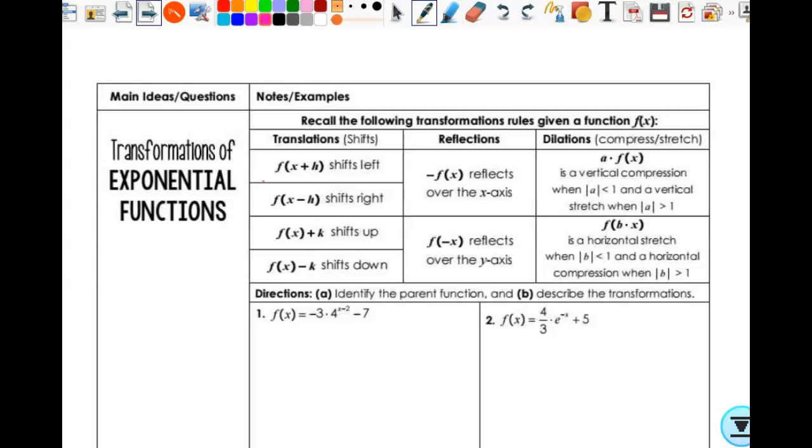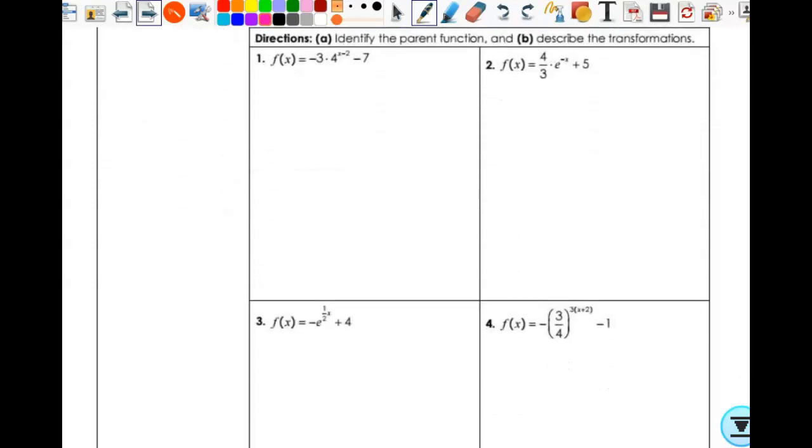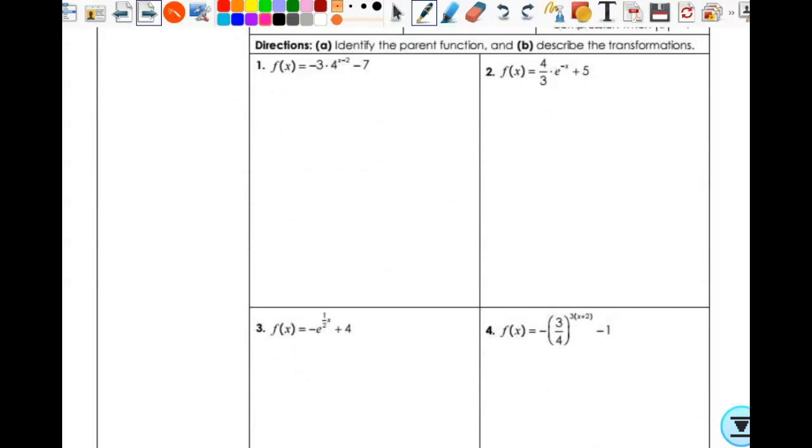I don't know why, but it doesn't really matter. It's about where the number is and what happens with it, okay? But we don't need to rehash all of this because it's all the same stuff. So we have to here identify the parent function and describe the transformation.